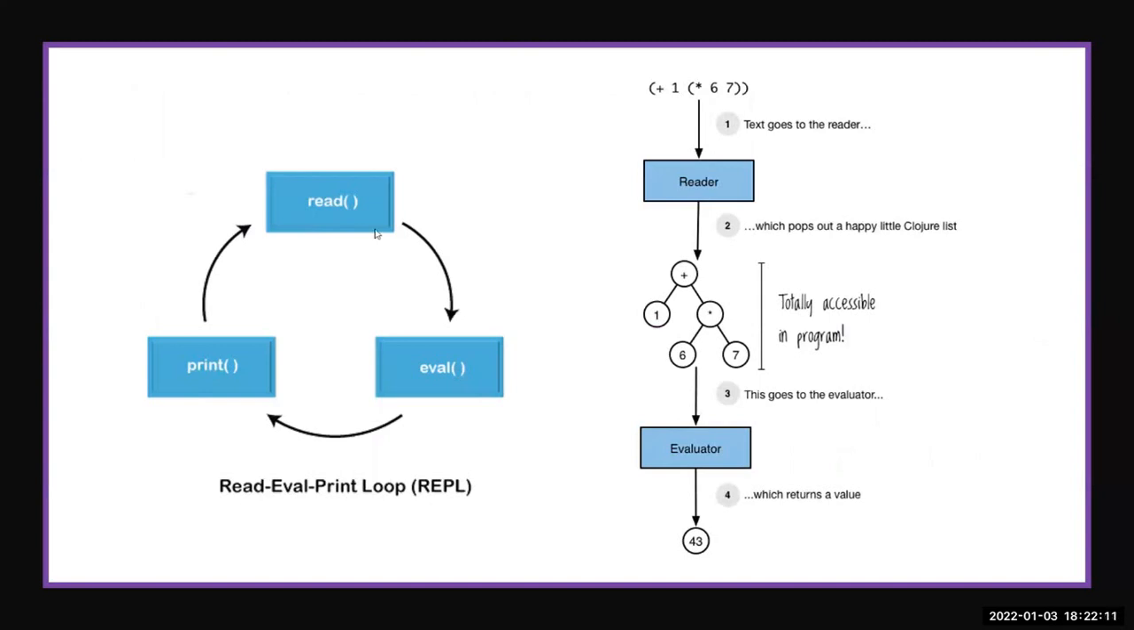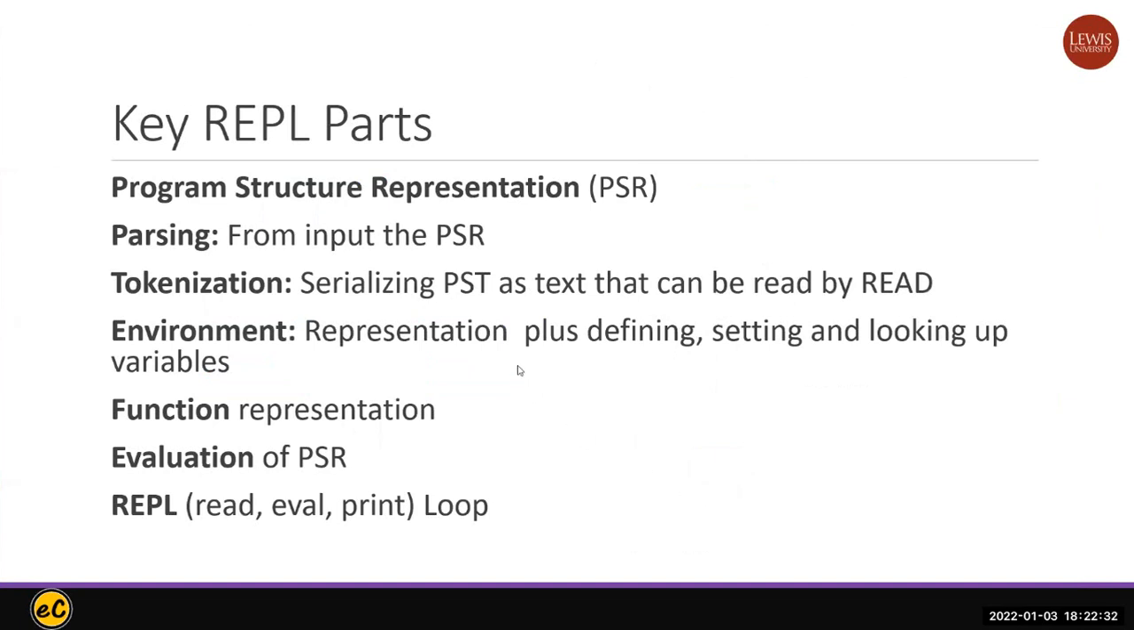So here is another one. This one doesn't use a compiler or an interpreter. It is the so-called read, evaluate, print, and then loop back format. We take the expression to the reader, build a parsing tree, do the evaluation, and provide the result. So there are key repeated parts. Actually, it's program structure representation, parsing, tokenization, environment, function evaluation, and repeat. Okay, the repeat loop. These are the key parts.